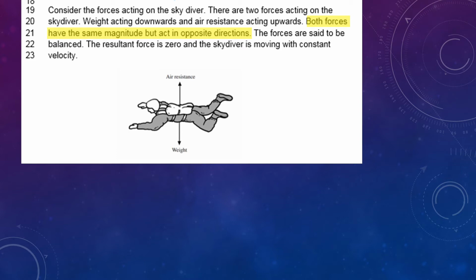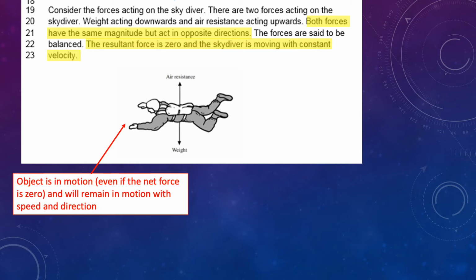And so we still have balanced forces, but you know in your head that if a skydiver jumps out of a plane, he's going to be moving down. So why is the weight not larger than the air resistance? Okay, because what I told you is that if you have a larger force, it's going to move in that direction. So here's where that kind of misconception comes in. These forces are said to be in balance, but the resultant force is still 0, and the skydiver is actually moving with constant velocity. All right.